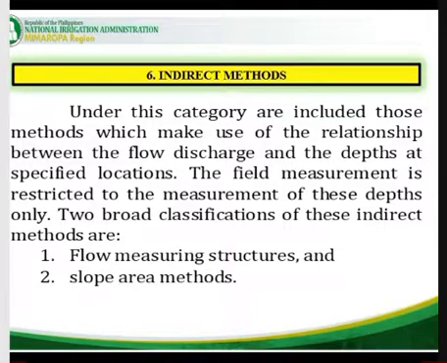Okay. Next, indirect methods. Under this category are included those methods which make use of the relationship between the flow discharge and the depth at a specified location. The field measurement is restricted to the measurement of these depths only. Two broad classifications of these indirect methods are: number one, flow measuring structures, and number two, slope area methods.